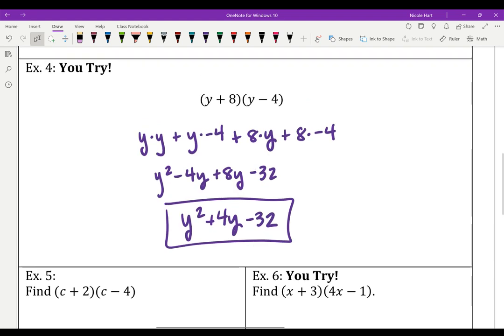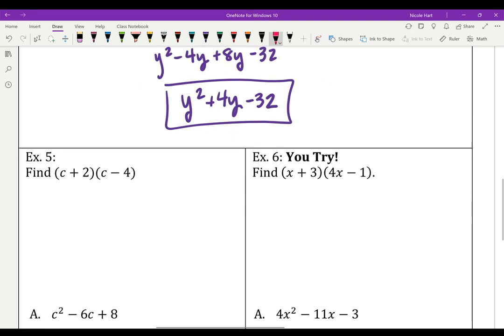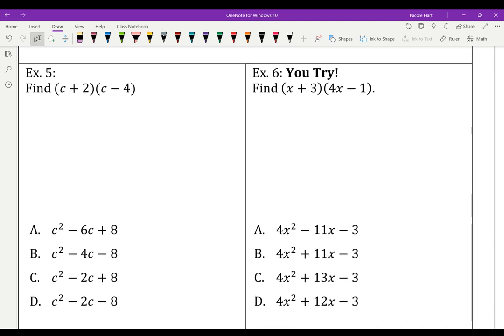All right, just check your answer for example 4. We got y squared plus 4y minus 32. So if you did not get that, go back, check your work, see where there was a mistake or a little flub, and get that worked out. All right, example 5 and example 6 are both multiple choice.